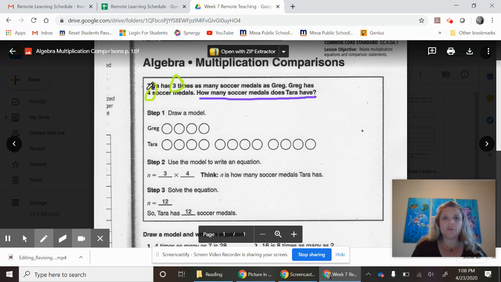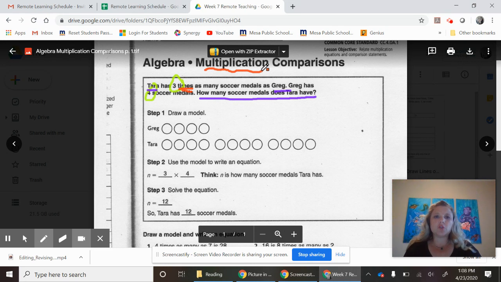So I already know that Tara is an important word, but then I also am comparing it to Greg. So Greg is an important number or word. Then you find keywords for solving for math. What keywords are important? And the important word here is times. So I already know that I'm multiplying. I also know I'm multiplying because of the keyword up here on the worksheet.